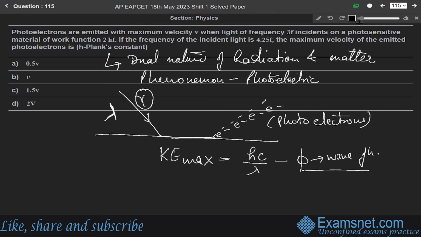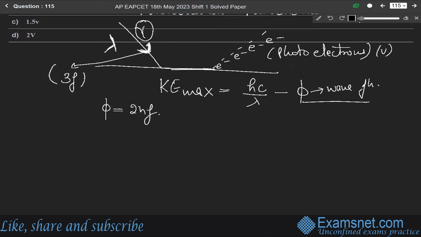Now, according to the question, we are given that the photoelectrons are emitted with a maximum velocity v when light of frequency 3f is incident on the photosensitive material. So this photon is of frequency 3f, okay? And the work function phi is given as 2hf. Then if the frequency of incident light is 4.25f, we have to find the maximum velocity, okay?